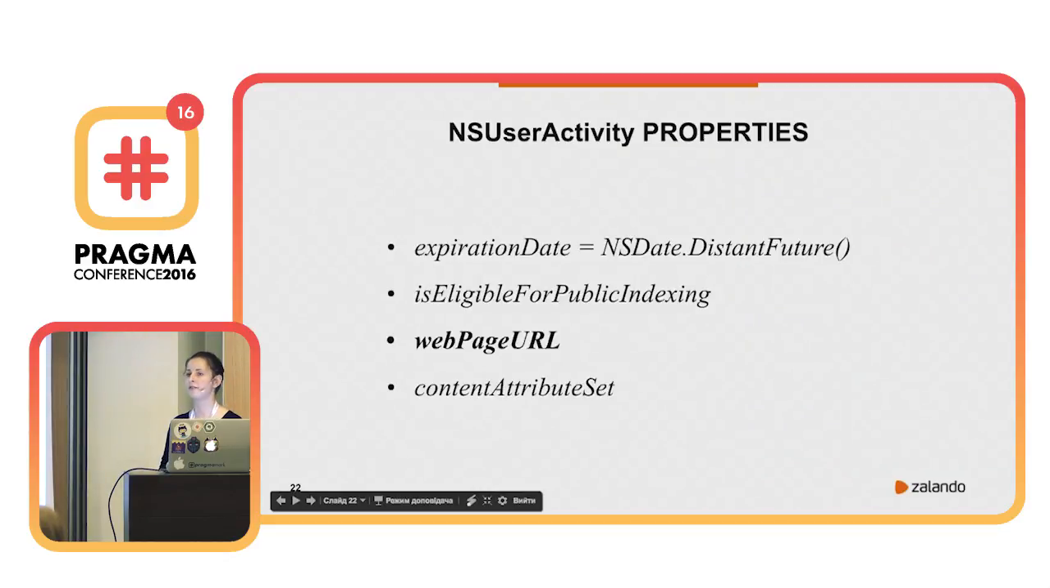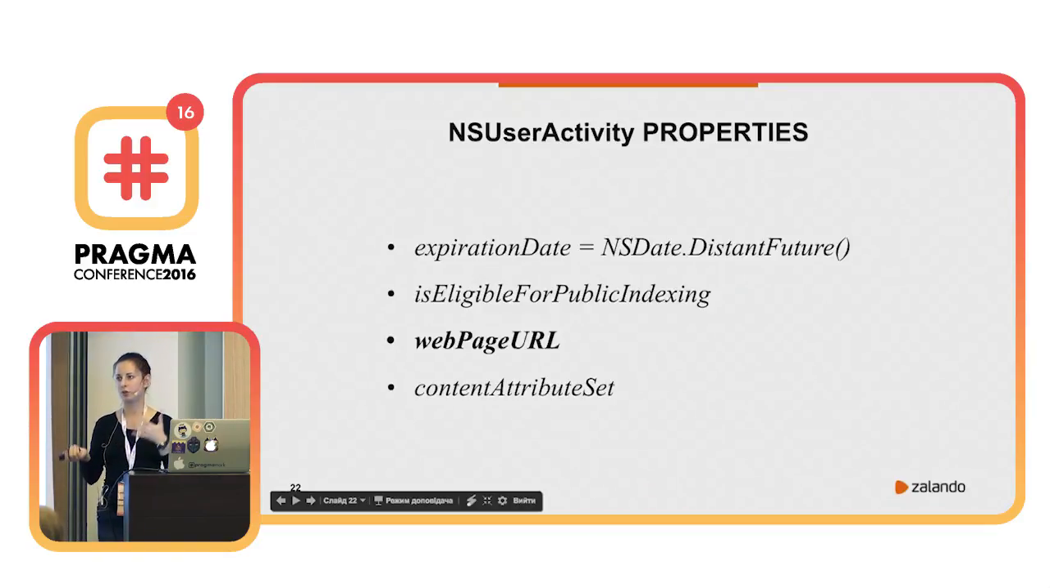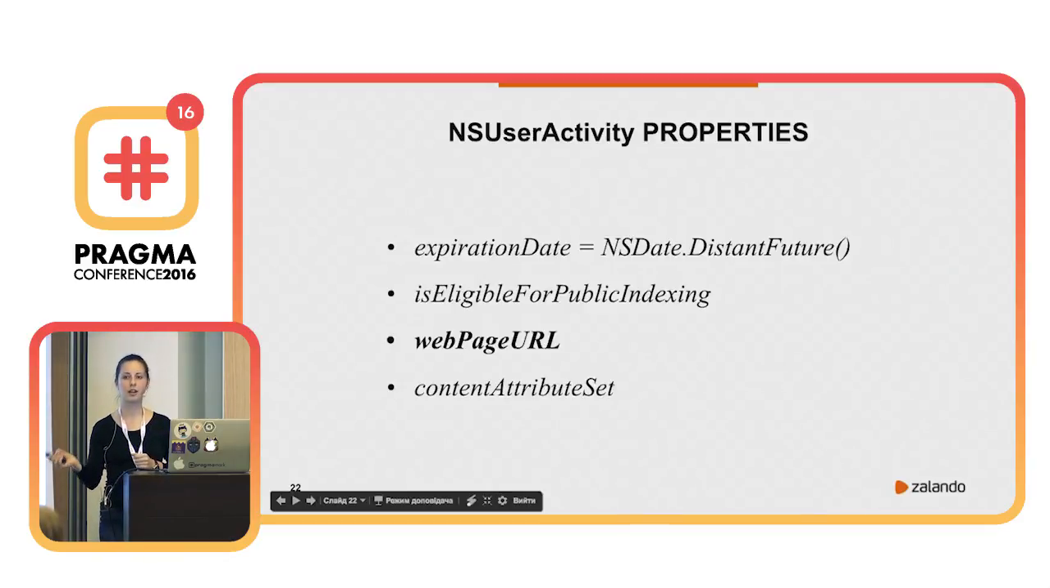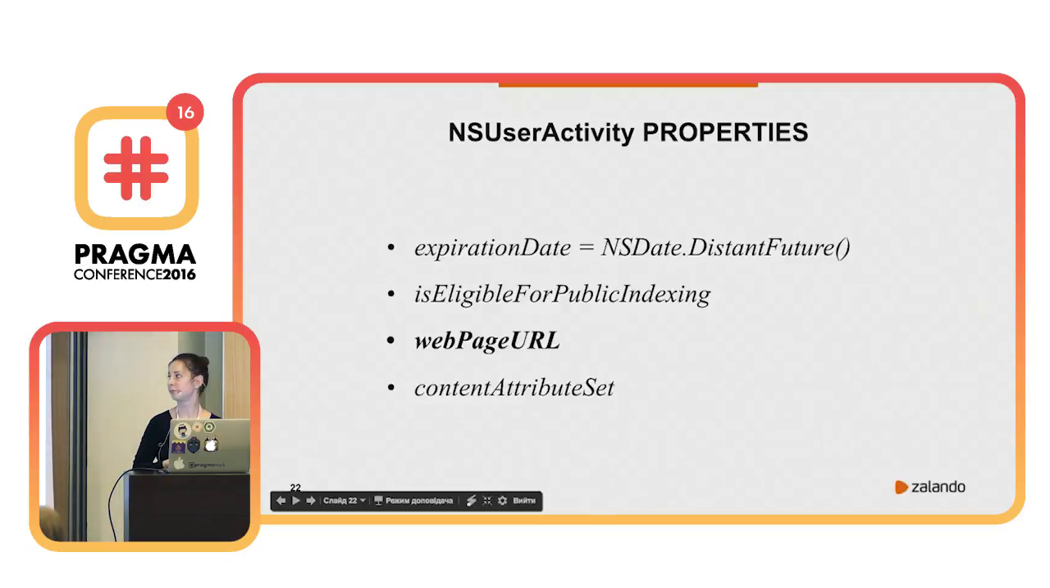And this user activity also has several properties. Expiration date is also useful. Then an important one is eligible for public indexing. It's where you decide if it should be public or private. Then you have the web page URL, and this is a really important property. The web page URL is the URL that is associated with your activity. That's what I said before. If the application is not on a user's device, but the activity is public, when users search for this activity in Spotlight, they will get this web page URL link in the Spotlight results. So then you can redirect directly to your website, even if the user doesn't have the application.